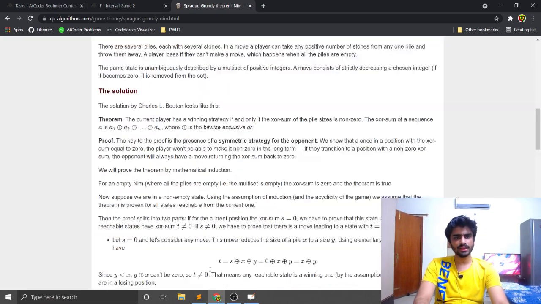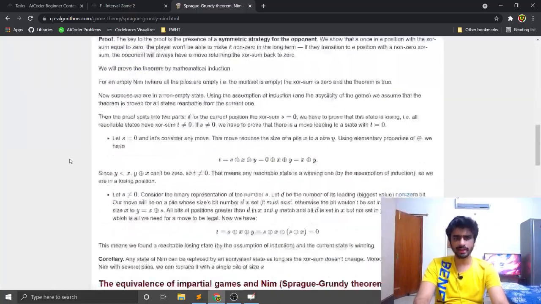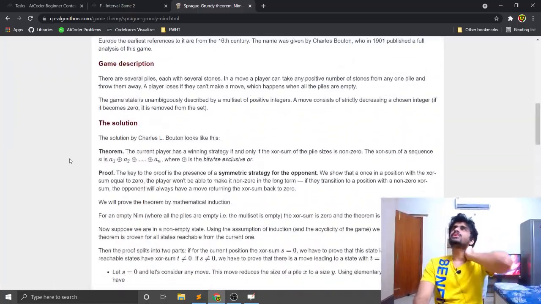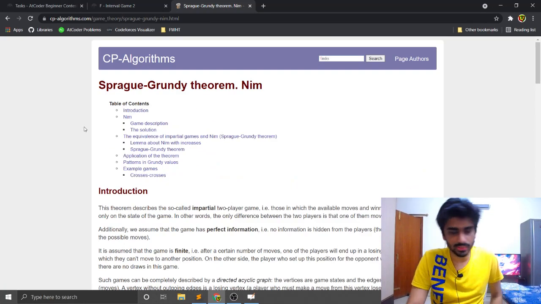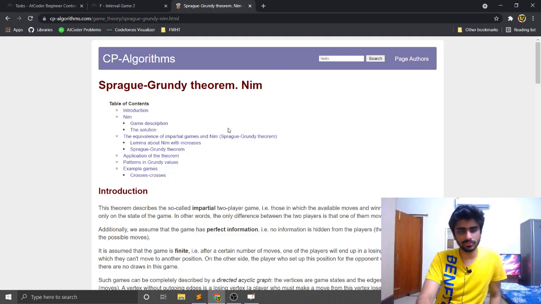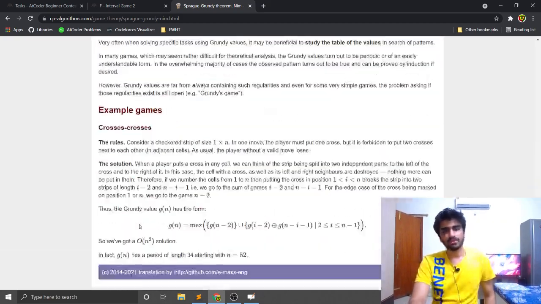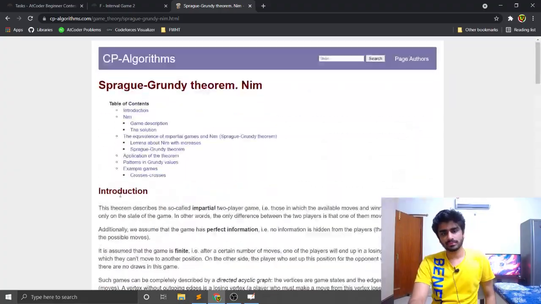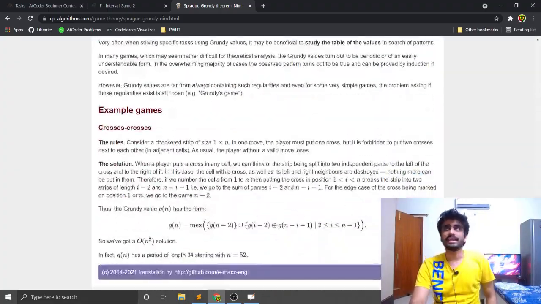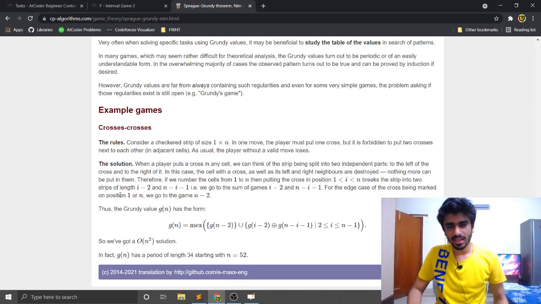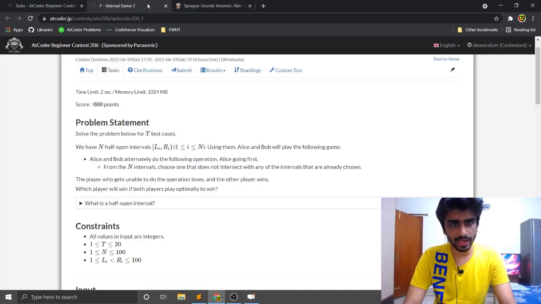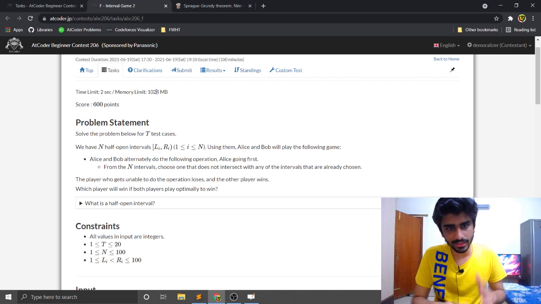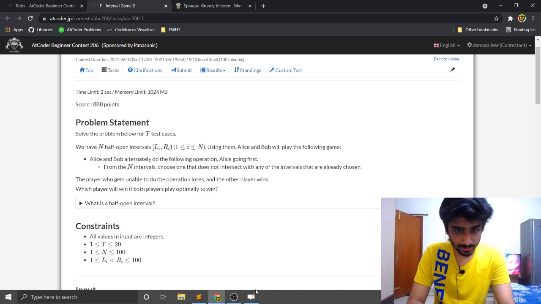This is a game theory thing called the Sprague-Grundy theorem. I don't really think you can do it without knowing this. You have to know the Sprague-Grundy theorem to be able to solve this problem. So you should read up on it, or at least comment in the comment section if you want me to make a video on this. I'm not very free these days, but someday I might make it. I'm assuming that you already know the Sprague-Grundy theorem, and now I'm going to explain this problem.